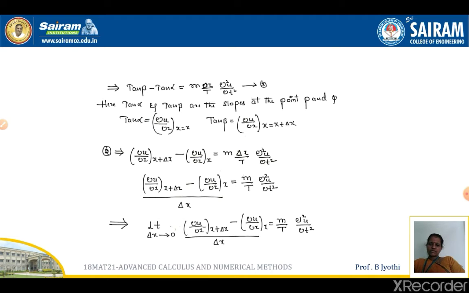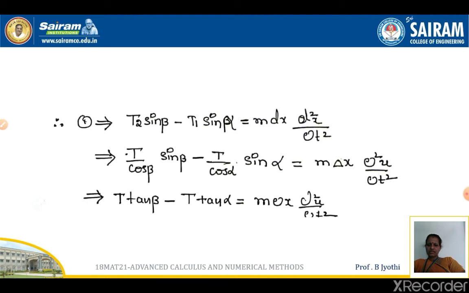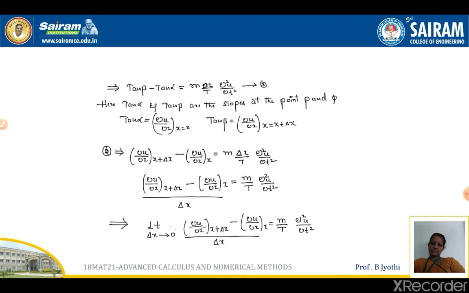Or tan beta minus tan alpha, here we have T, it can be taken common and then it can be taken to the right hand side. So we get tan beta minus tan alpha is m by T ∂²u/∂t². Here tan alpha and tan beta are the slopes at the points P and Q.